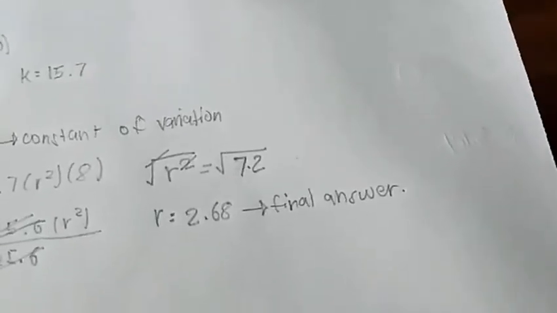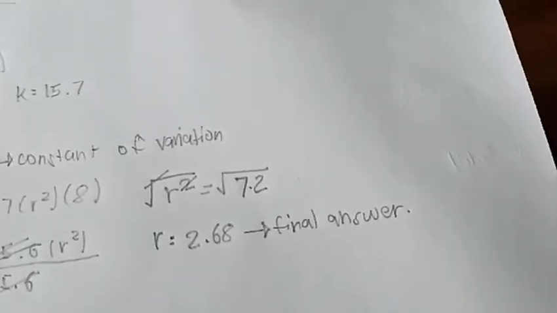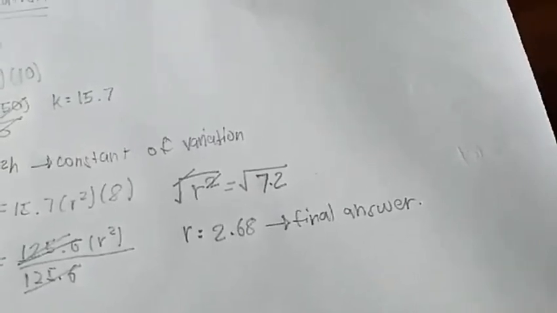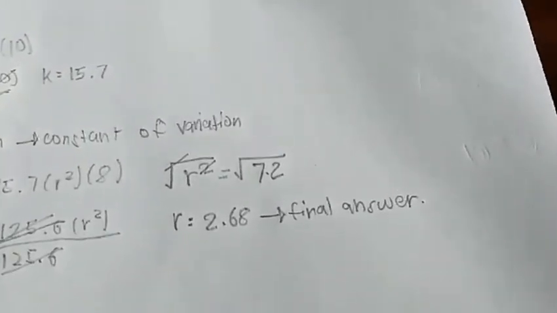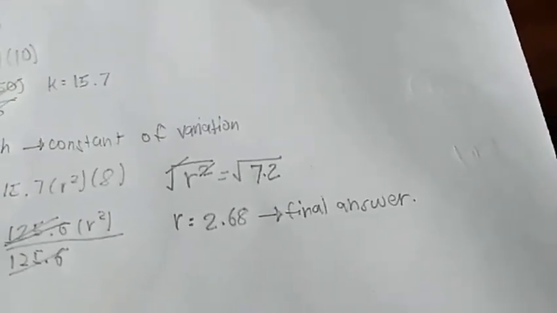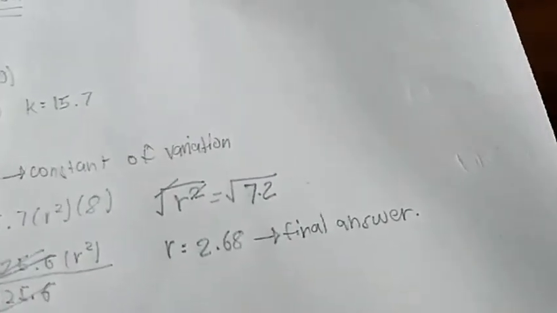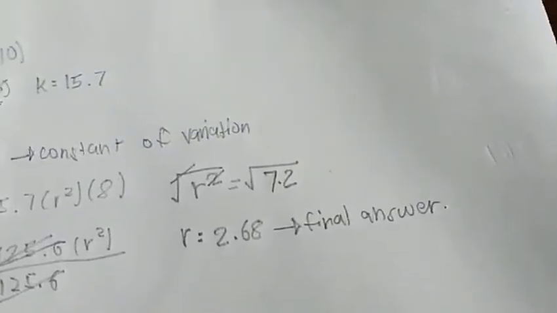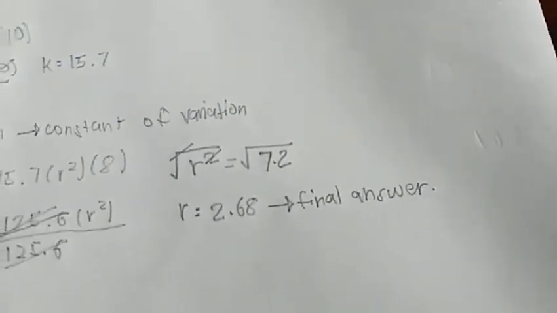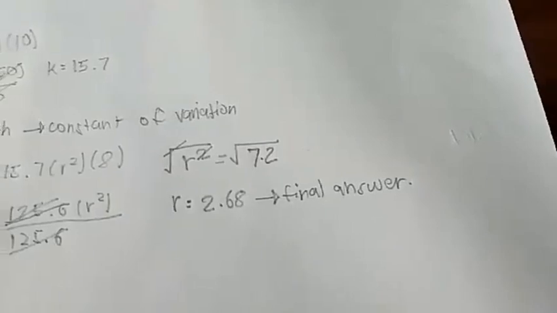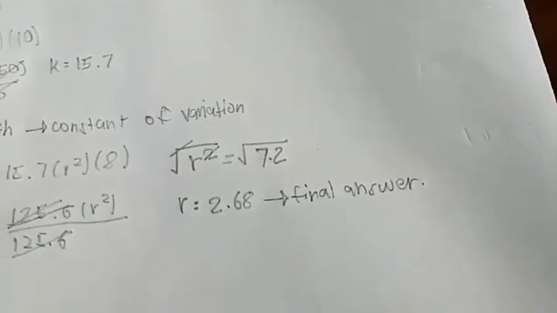We'll cancel the square on the r by putting a square root and cancelling them. And the result is 7.2. And the square root of that, our final answer, is going to be 2.68.